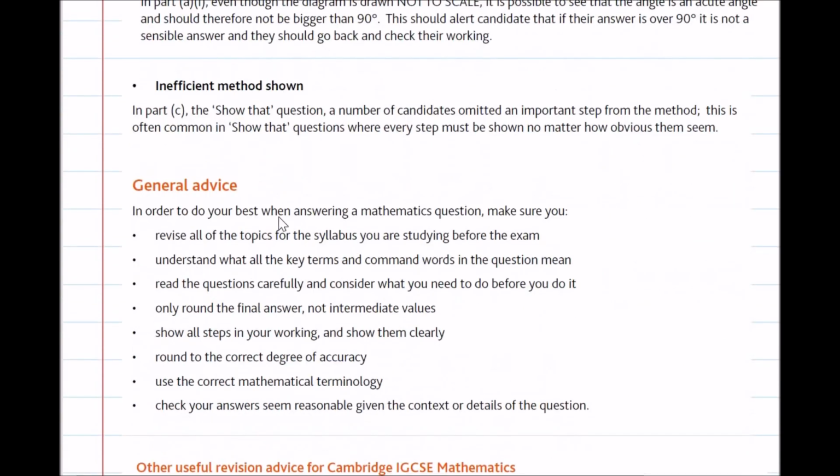Inefficient method shown. In part C, the show that question, a number of candidates omitted an important step from the method. This is often common in show that questions, where every step must be shown no matter how obvious they seem.